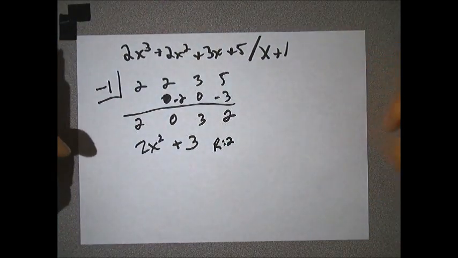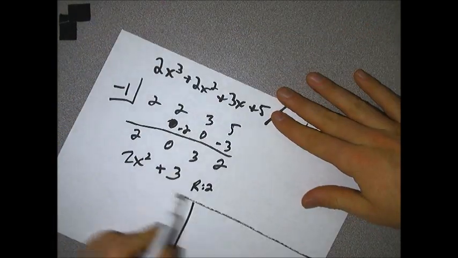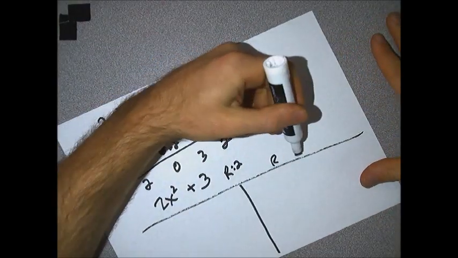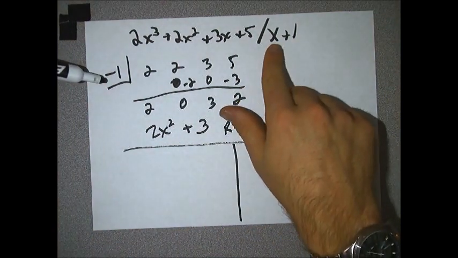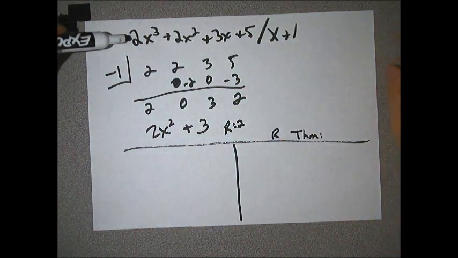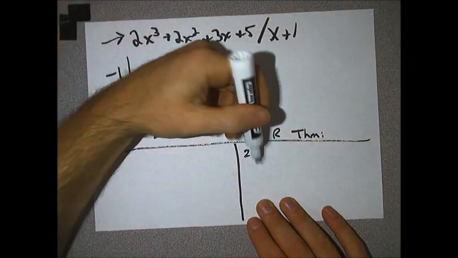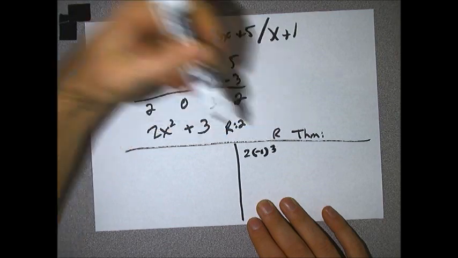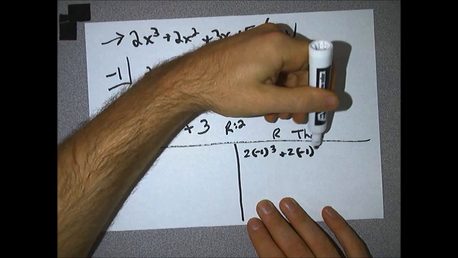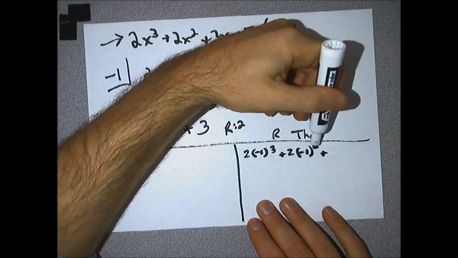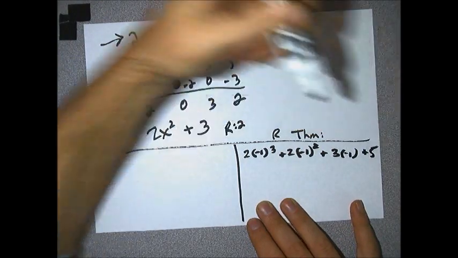It asks you to verify using the remainder theorem. So there's 2 ways you can verify, so let's look at them both. If you do what's called the remainder theorem, that means you take the number that was in the box, or the number that would have zeroed this out, and you plug it in. So this goes into here. The number I'm plugging in is negative 1. So negative 1 to the third plus 2 times negative 1 squared plus 3 times negative 1 plus 5.